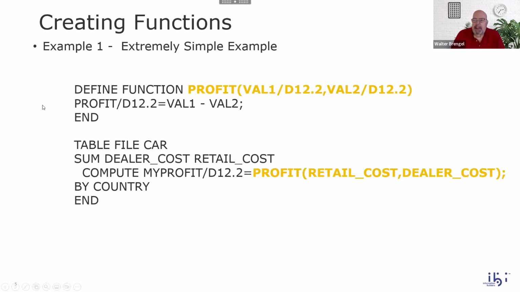All right, so let's just jump into the examples. So I have this extremely simple example, profit. Profit is normally one value minus another value. So in my function, I'm passing in value 1 as a D12.2, value 2 is a D12.2, and then profit result is going to be also a D12.2, and it's going to be the difference between value 1 and value 2. So when I use it, I can say compute my profit equals profit, open paren, and it's the difference between retail cost and dealer cost.